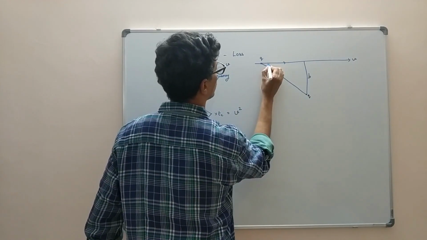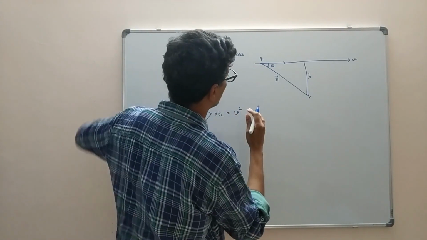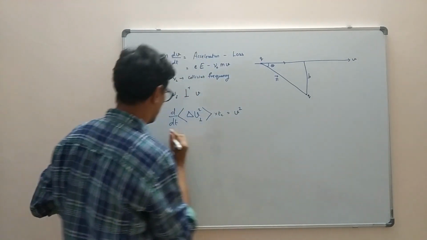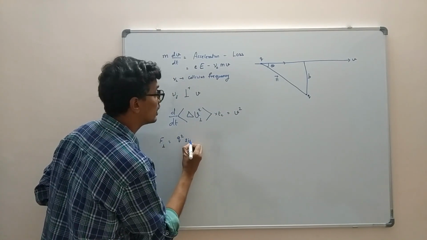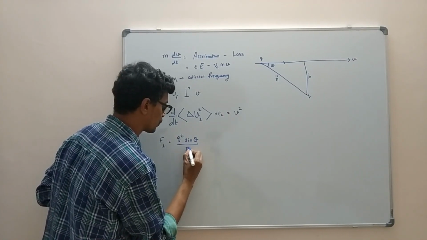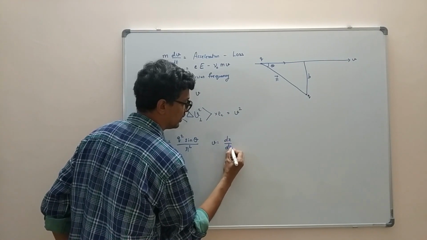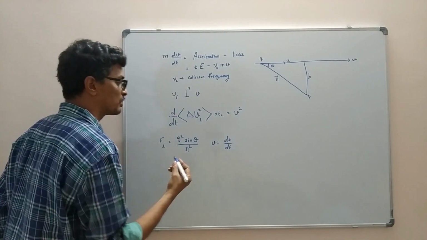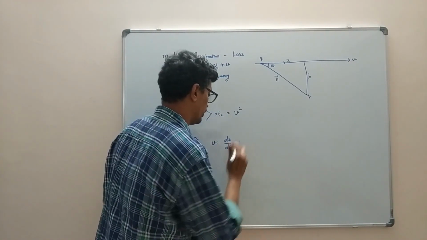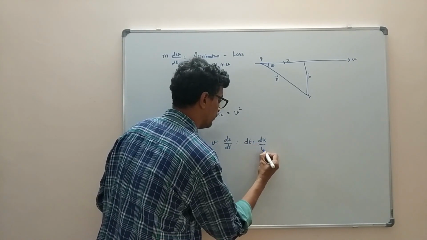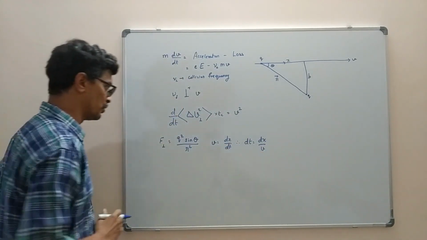Now, as the particle moves, let this be the angle theta. Then the perpendicular component of force acting here, F, will be q squared sine theta by r squared. And we have the velocity v equal to dx by dt, where this is the x direction. Therefore dx is equal to v dt, and therefore dt is equal to dx by v. So this is the perpendicular force acting because of this particle, and this is the time scale dt, which is due to the motion of the particle.